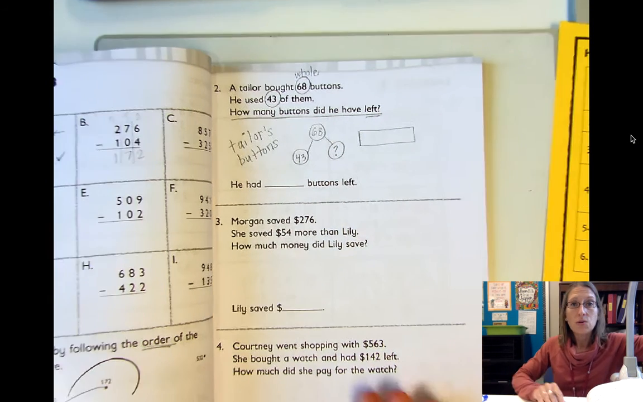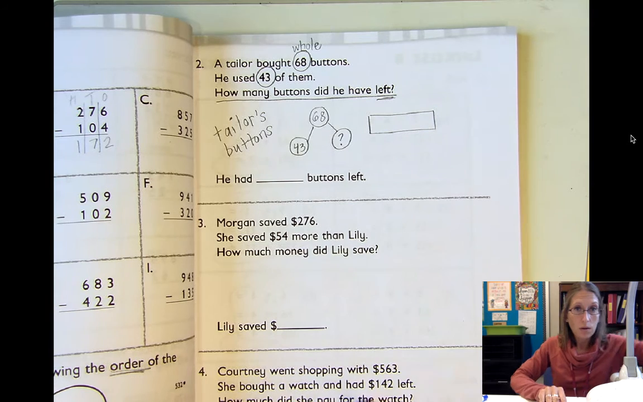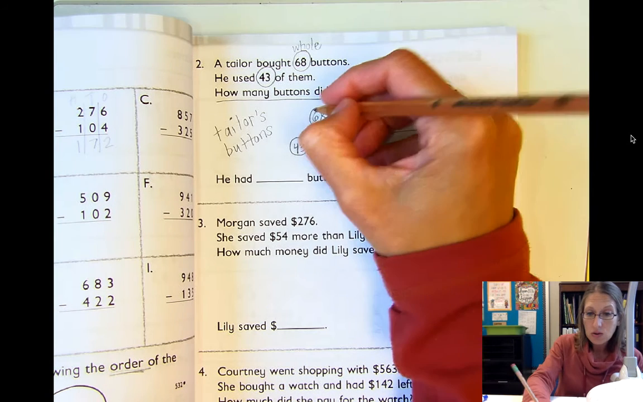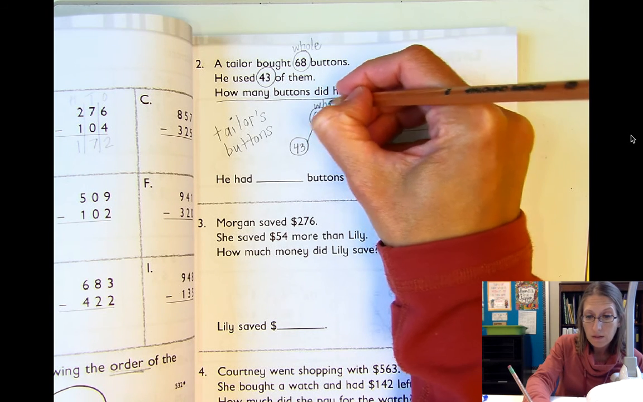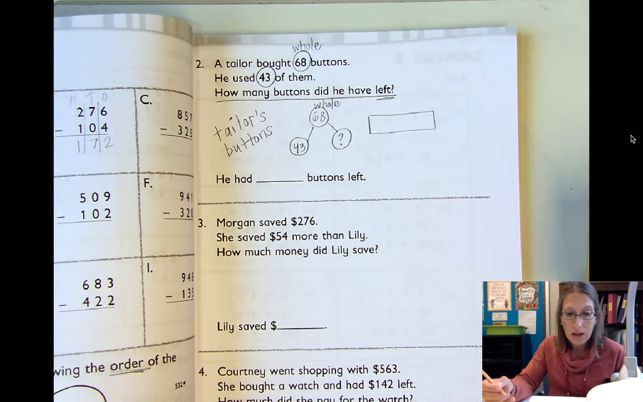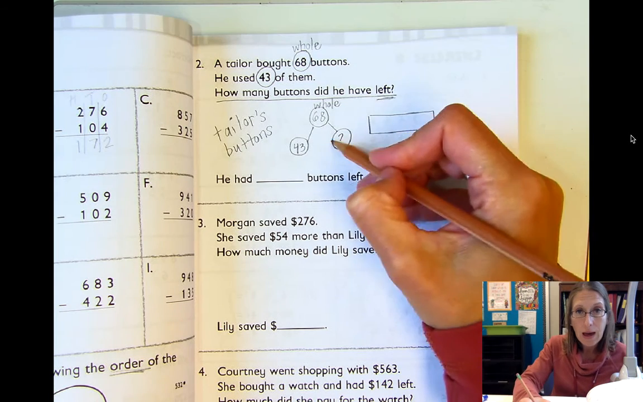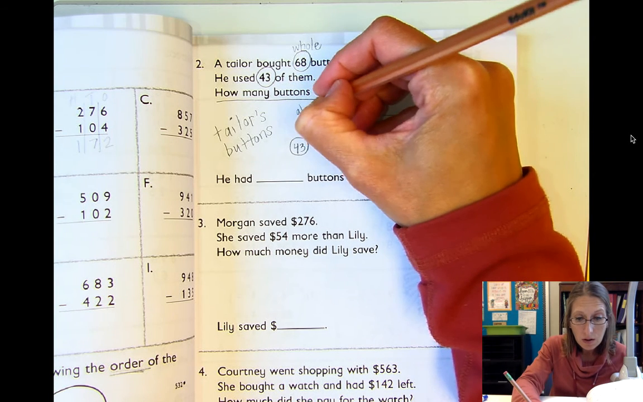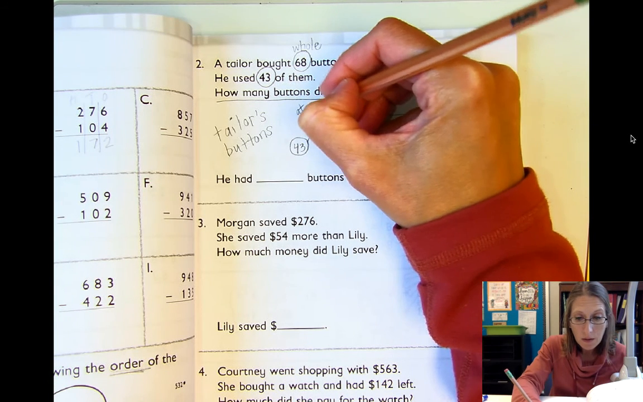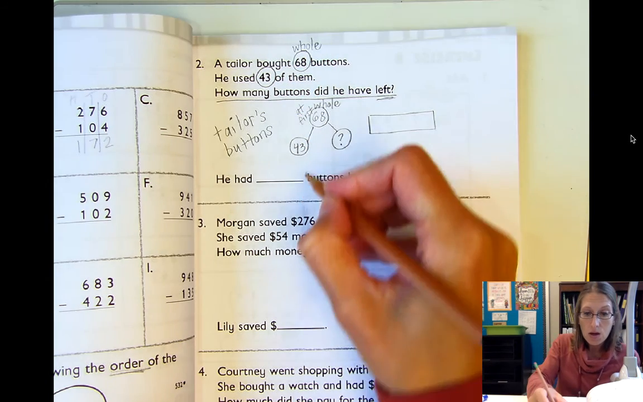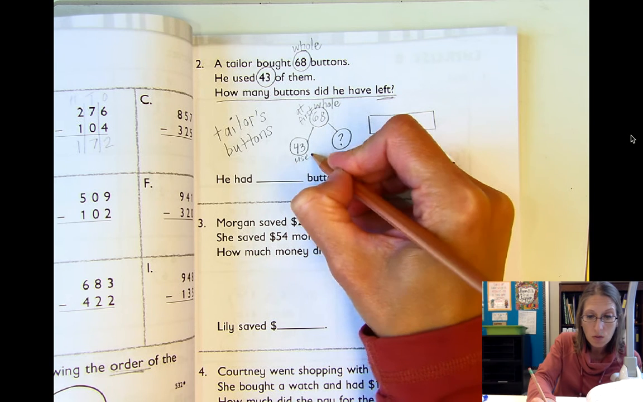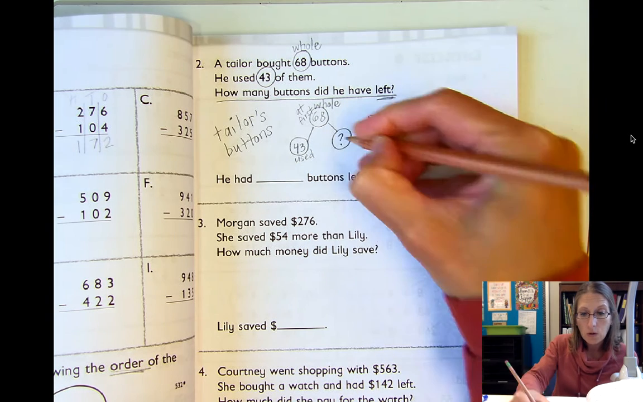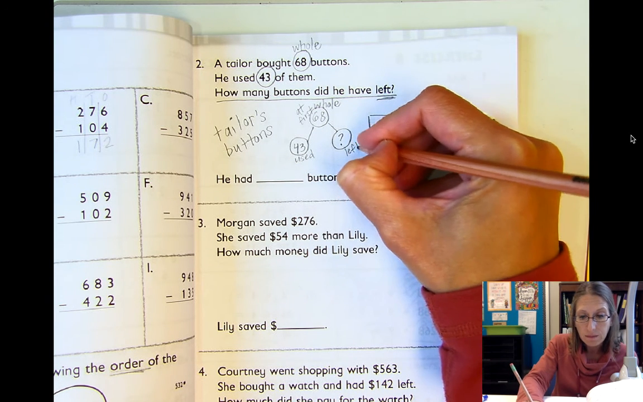And if you wanted to label that even more, you could totally do that. So let's see. This is kind of our whole number. This is how many he had at first. And then this is how many he used. And then we're trying to find out how many he had left.